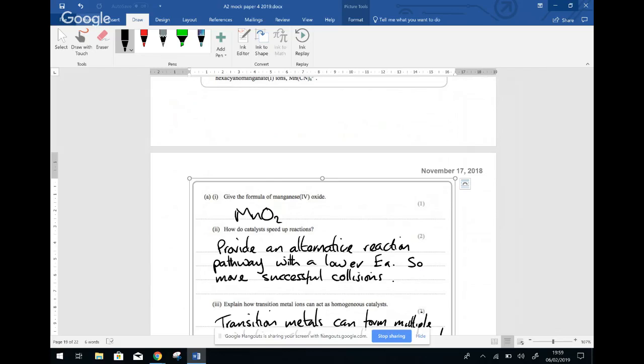How do catalysts speed up reactions? They provide an alternative reaction pathway with a lower activation energy, so there are more successful collisions. You've got to give all of it, folks. Every single one. Give that whole thing. That is how a catalyst works. Even you do, because that's 2 marks at A level, you need more successful collisions. Whole thing.